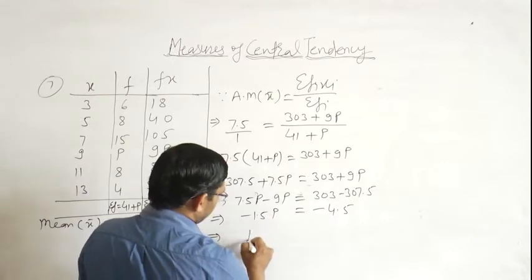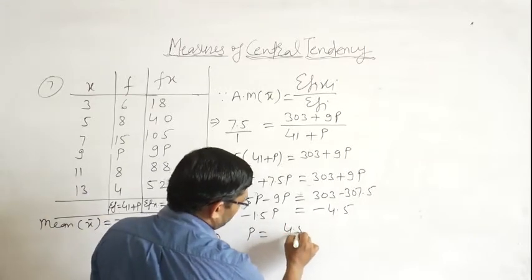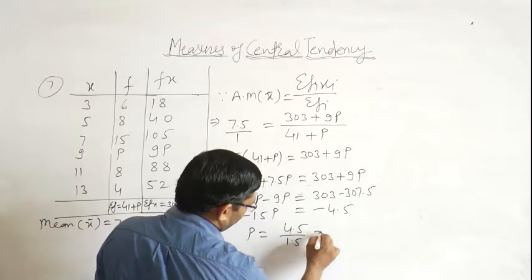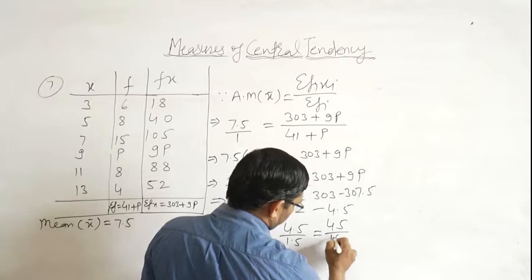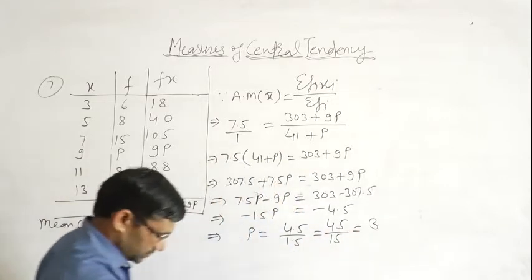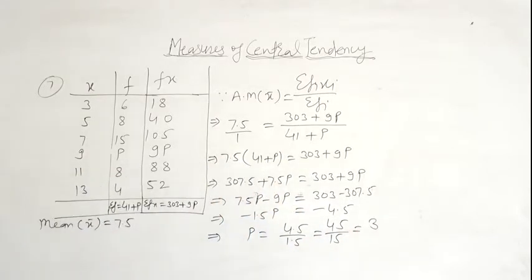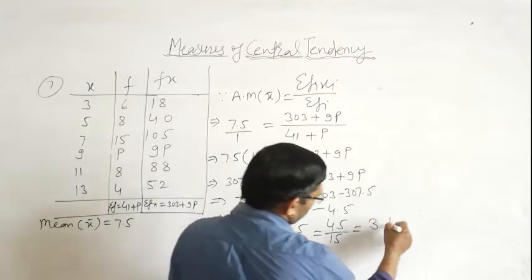Minus cancelled by minus, p is equal to 4.5 upon 1.5. Decimal cancels decimal, 45 upon 15 is equal to 3. So value of p is 3.